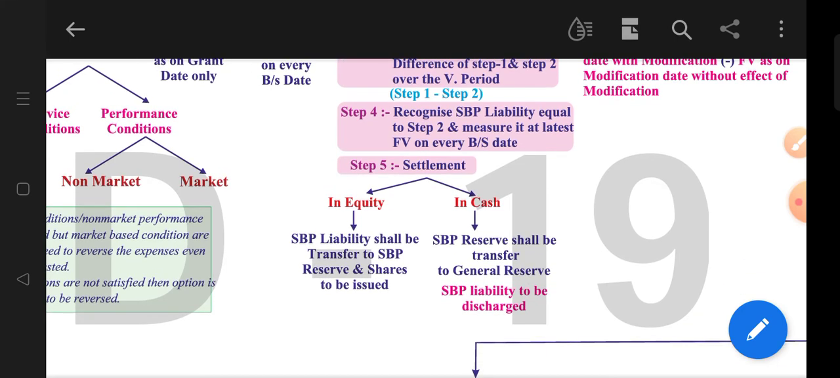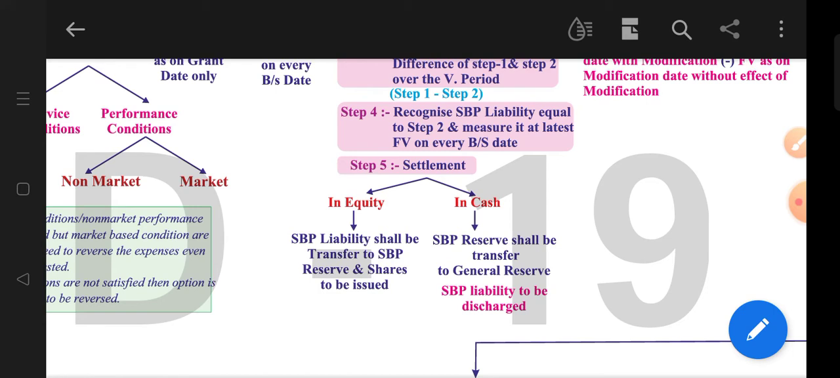Okay, if they can settle by equity or they can settle by cash, and if they are settling by equity, the share based payment liability shall be transferred to the share based payment reserve and shares to be issued. Whatever share based payment liability we have created has to be transferred to the share based payment reserve, and we have to issue the equity shares.